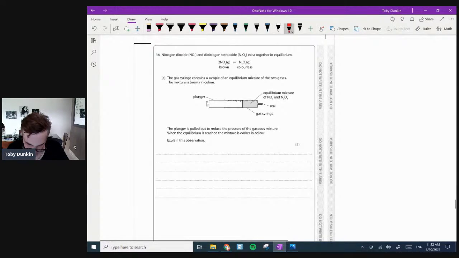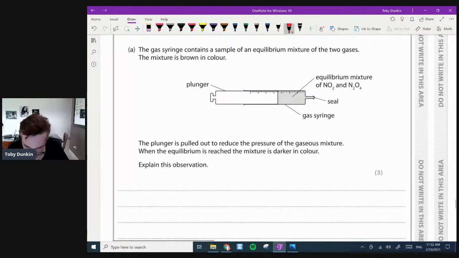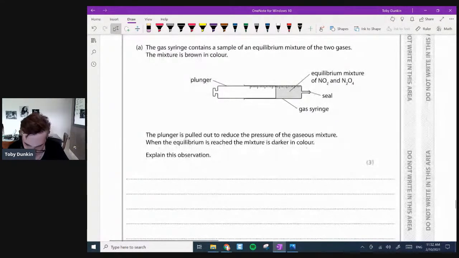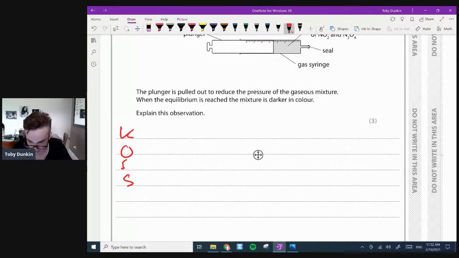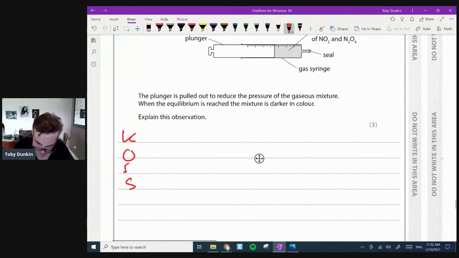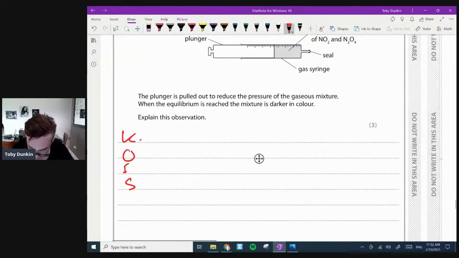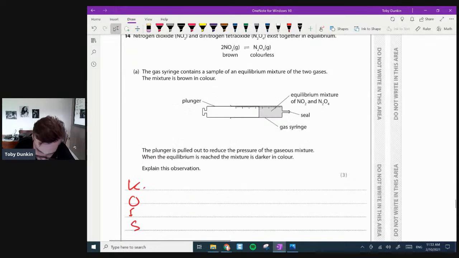Next, right, plunger gas equilibriums. Yay! The plunger is pulled out to reduce the pressure when the equilibrium mixture is darker in color. Explain this observation. So this is equilibrium. We're going to run COFs. Yeah, it's just COFs. So knowledge. This is a gas one, and this is pressure.